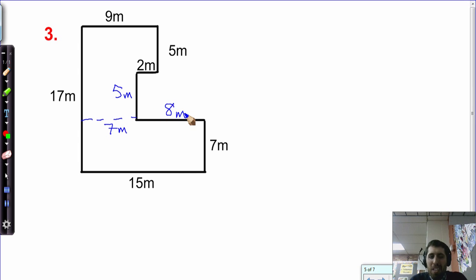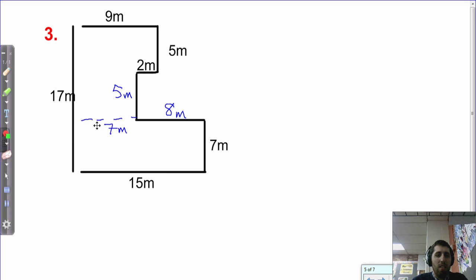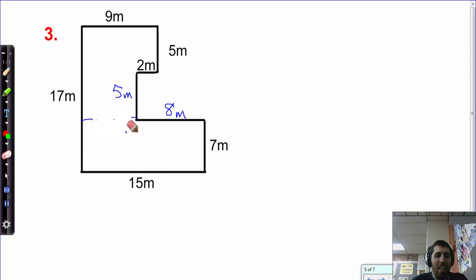Now, this one seems a little difficult. Well, what are we going to do? We can break this one into separate sections as well, so that we can find the specific areas and then add them all together.